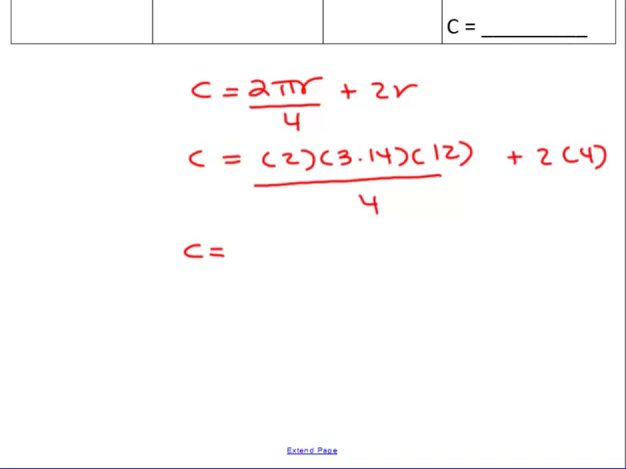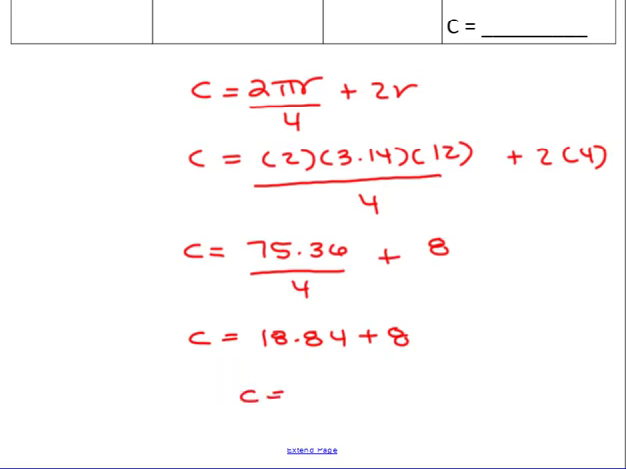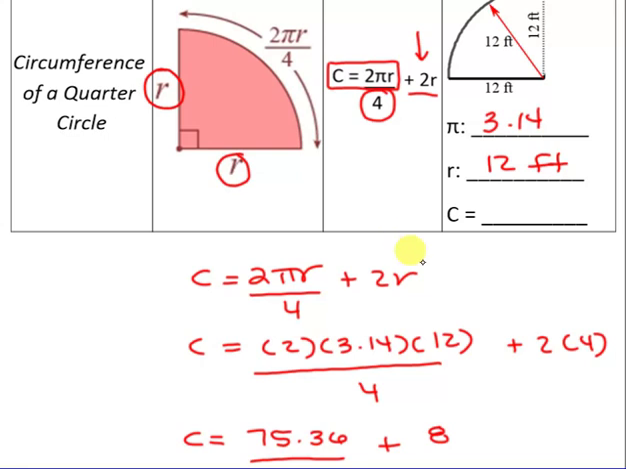So 2 times 3.14 times 12, and that's going to give us 75.36 over 4 plus 2 times 4 is 8. So C equals, we're going to take that and divide it by 4, which is going to give us 18.84 plus 8. So our final circumference is 26.84, and that's going to be feet squared.